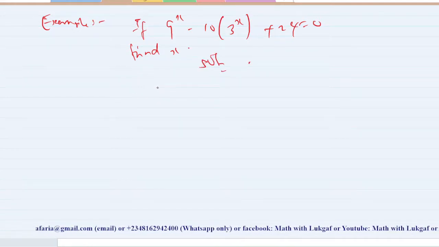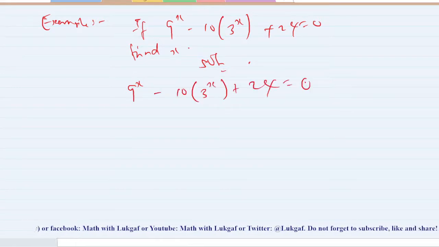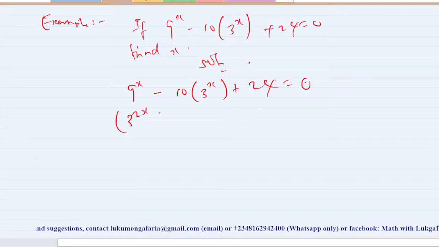This 9 raised power x minus 10 into 3 raised power x plus 24 is equal to 0. It is not difficult to do, is it? No. So you will see that all your rules here, you cannot apply except that you can say this is 3 raised power 2x, right? Or you say 3 raised power 2, everything raised power x, since 9 is 3 raised power 2.